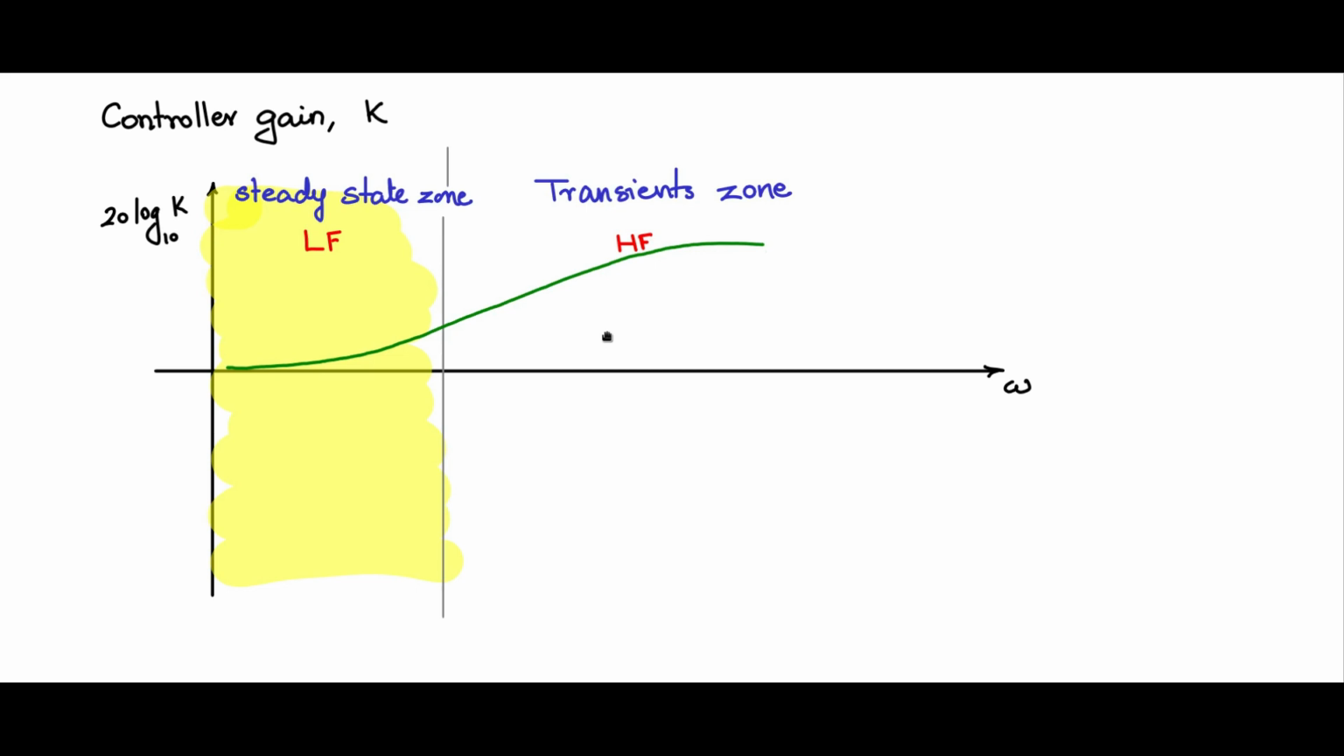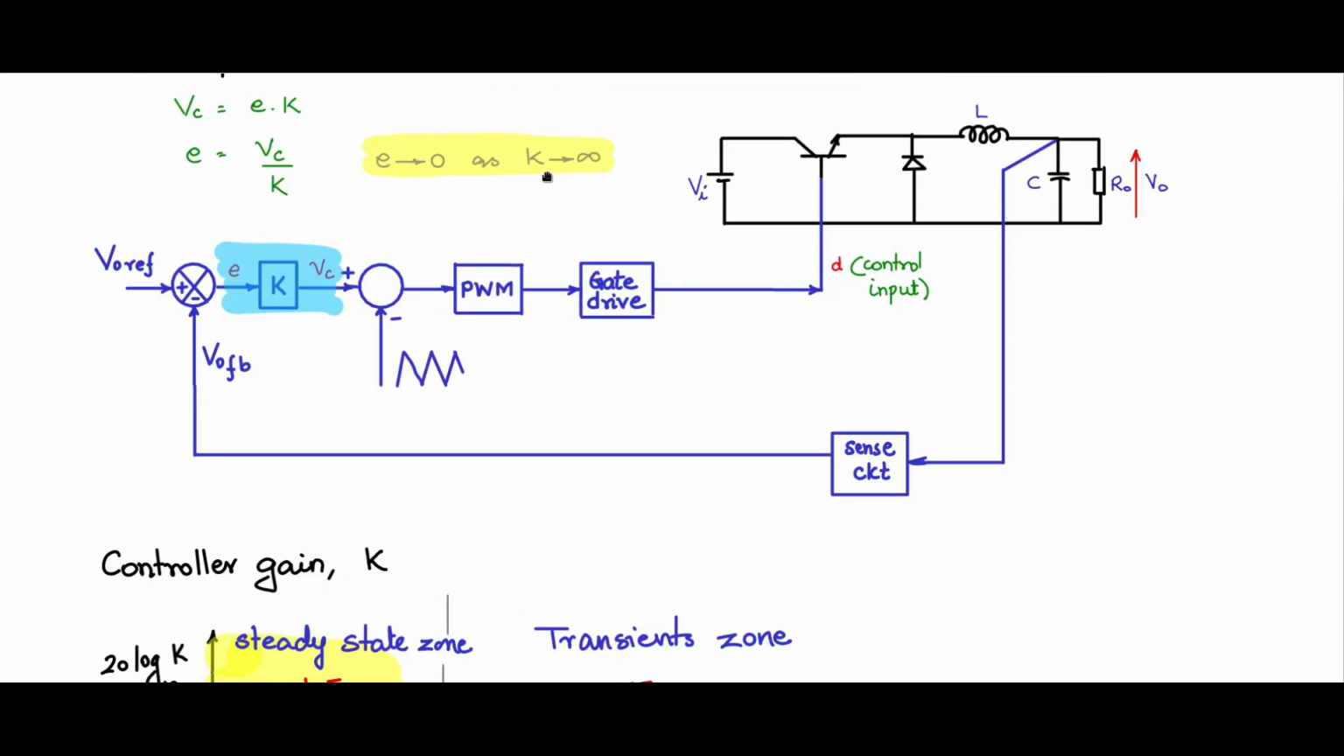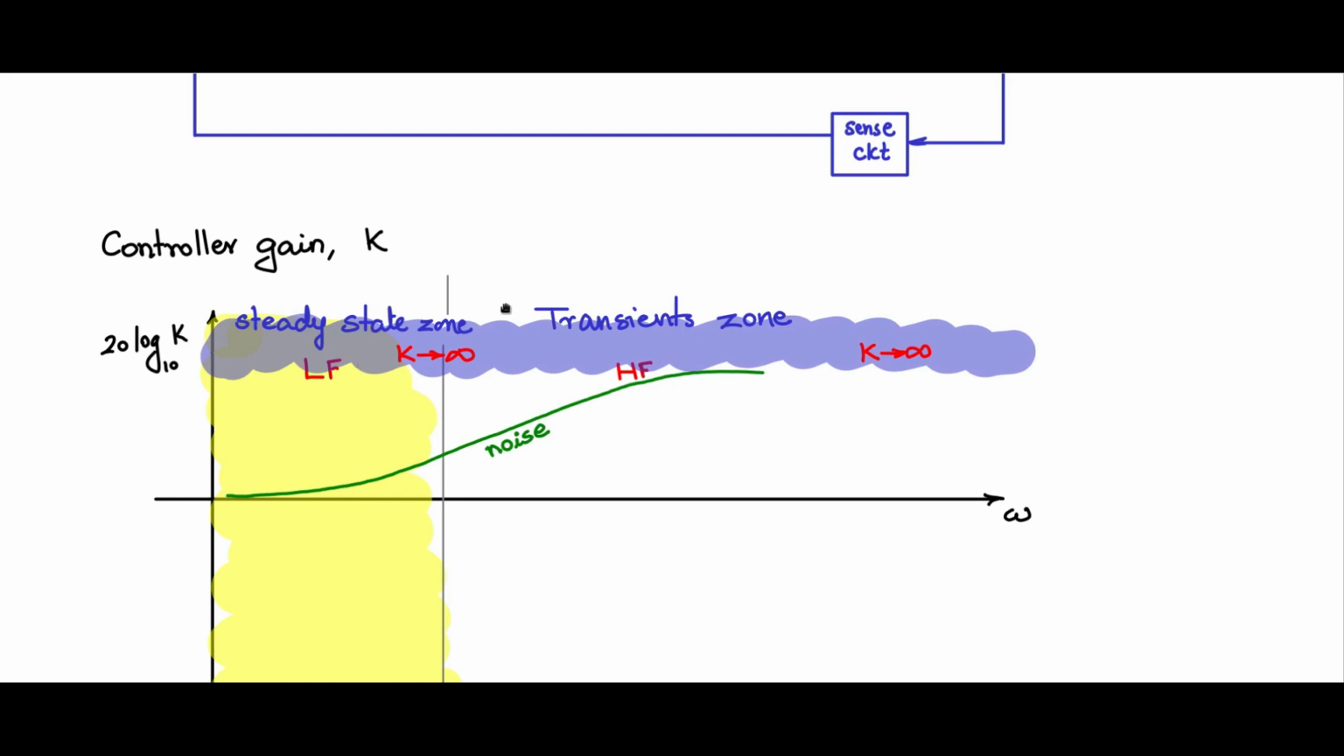So therefore, if we go by this rule that K should be infinite, the controller gain should be infinite, it will amplify noise throughout all the frequencies. So if I place the K controller gain infinite here, this is very high gain, it is going to amplify not only the signal, it is going to amplify even the noise everywhere.